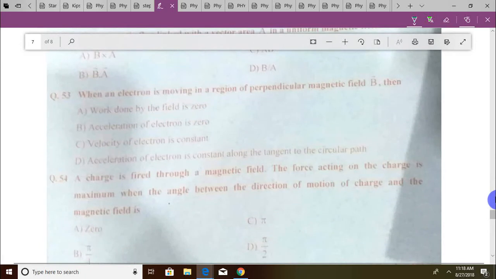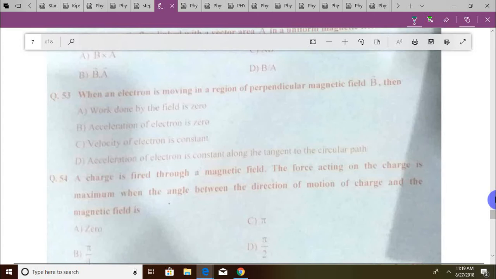When an electron is moving in a region of perpendicular magnetic field B, then work done by the field is 0, definitely. The acceleration of the electron is 0? Whenever there is a change in velocity, it is impossible for the acceleration to be 0. Velocity is constant? Again not possible because direction is changing. The acceleration of the electron is constant along the tangent to the circular path? Actually it's constant towards the center, or in the radial direction of the circular path followed.